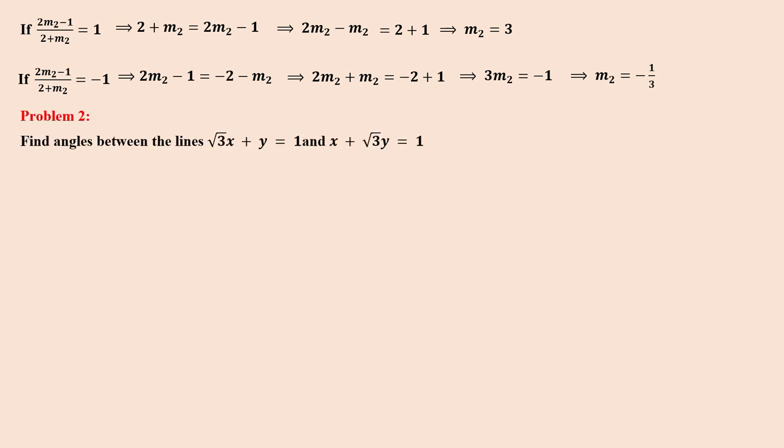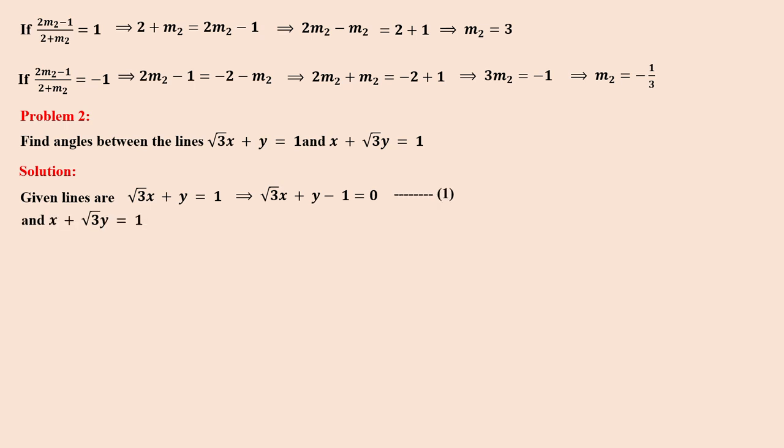Next problem. Find the angle between the lines root 3x plus y equal to 1 and x plus root 3y equal to 1. The given lines are root 3x plus y equal to 1. This implies root 3x plus y minus 1 equal to 0. That is equation number 1. Second equation, x plus root 3y is equal to 1.